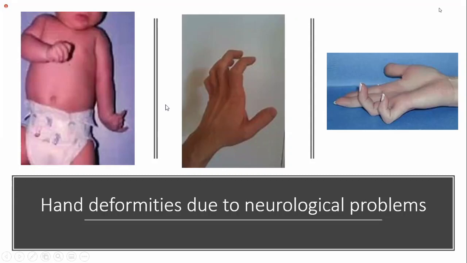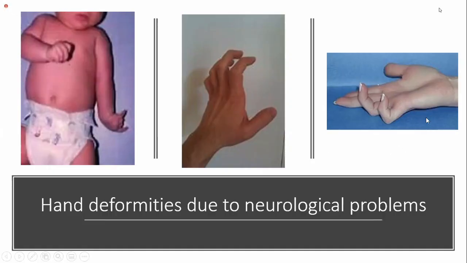Right. So these are two birth injuries. Actually, this is the upper cord, this is the lower cord. Right. What is this one? Ulnar claw hand. Very good. Ulnar claw hand, because the ulnar nerve supplies only the two medial 1.5 fingers, right?